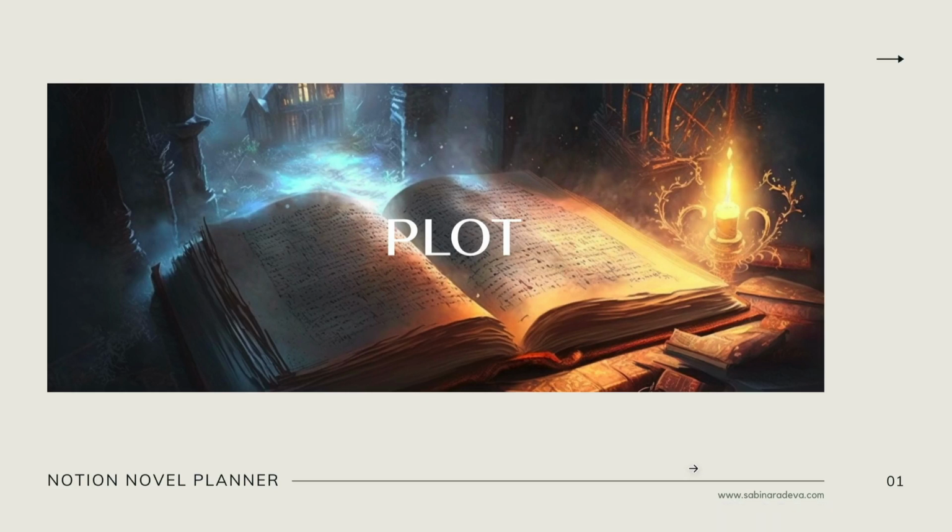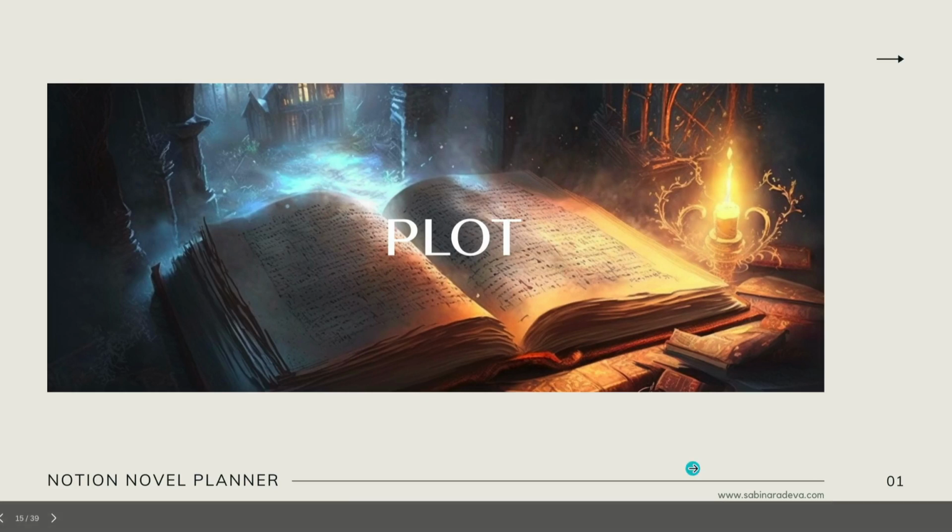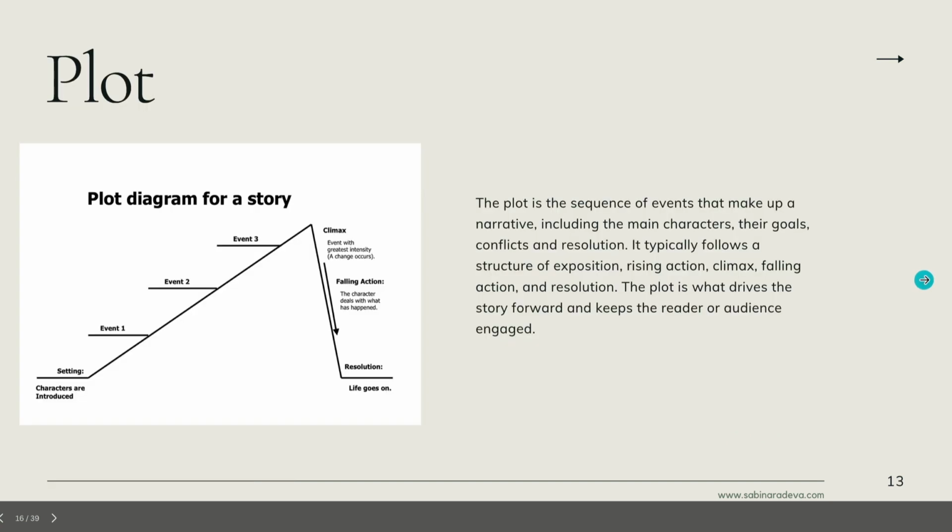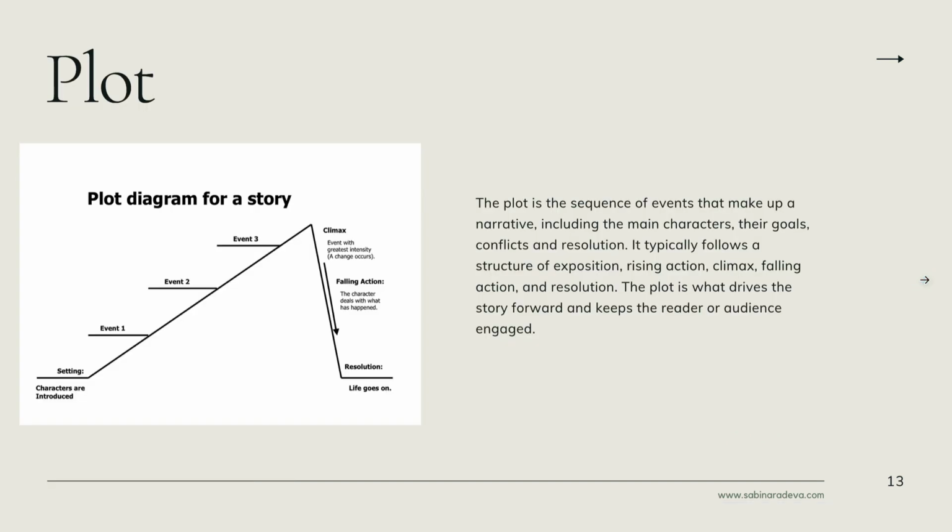The third component we need to write a scene is action, which is where the plot comes into play. The plot is the sequence of events that make up a narrative, including the main characters, their goals, conflicts, and resolution. It typically follows a structure of exposition, rising action, climax, falling action, and resolution. The plot is what drives the story forward and keeps the reader or audience engaged.